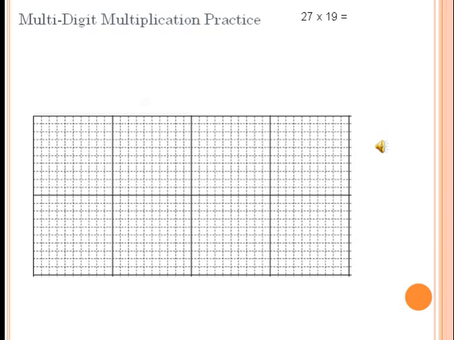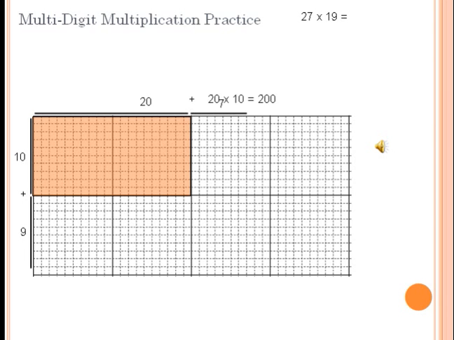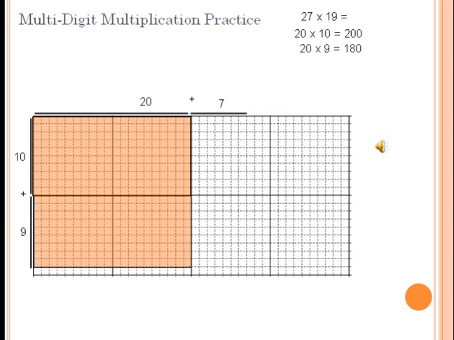Again, our first step is to lay out that 27, 20 plus 7, along the top. The other dimension, 19, we're going to break into 10 plus 9. Looking for the largest chunks that we can fill into our area, immediately we can see 10 times 20, which is 200, 2 groups of 100. Another big chunk is 9 times 20, or 180. Next, we can do 10 times 7, 70.